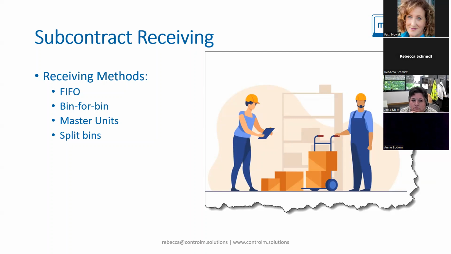Bin for bin, we would want to utilize this option when the same shipped and received quantities match. Please note that this function is not recommended if the part number changes while at the subcontractor. Master units, we would want to utilize this option when containers get sent out to the subcontractor as a master unit and will be received back in as a master unit. And finally, split bins. We would want to use this function when quantities of a single shipped container get received back in under multiple containers.